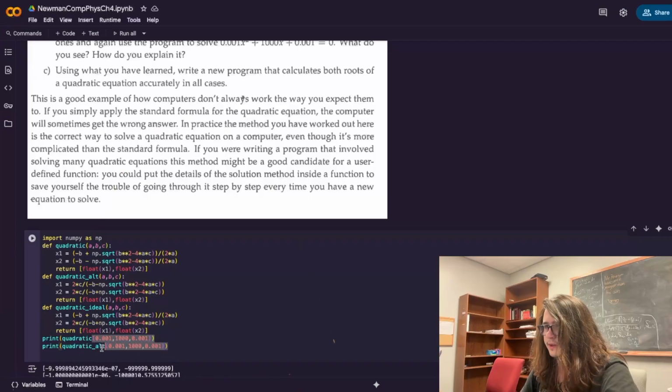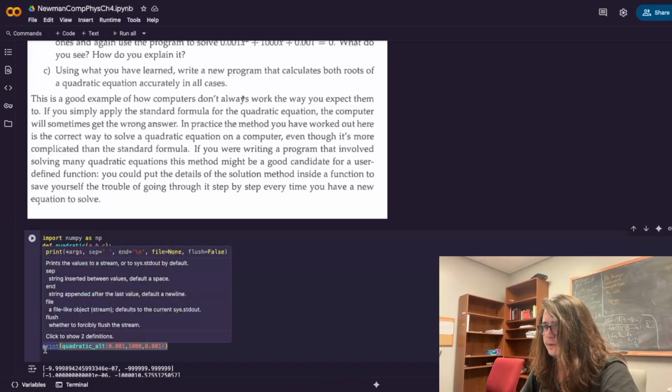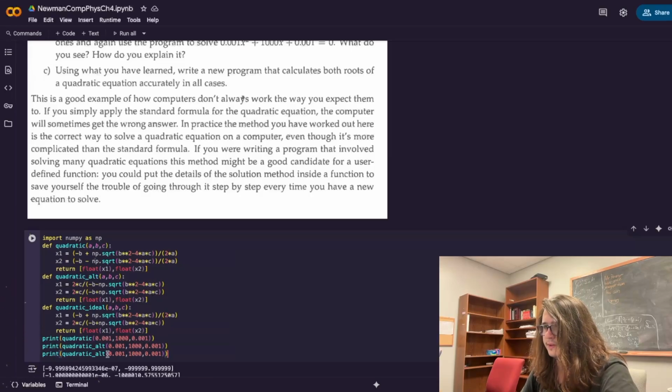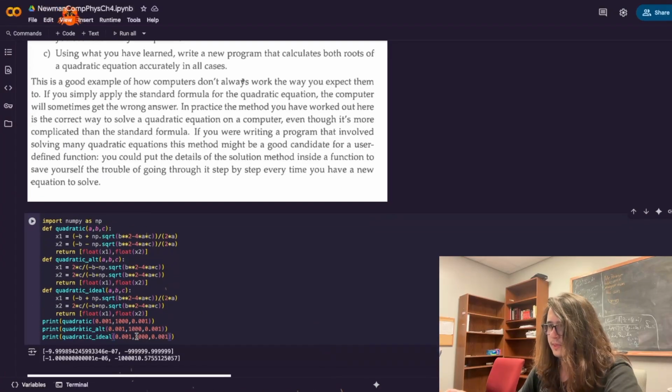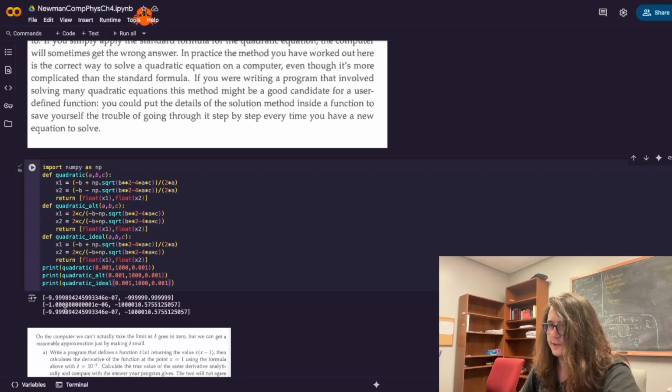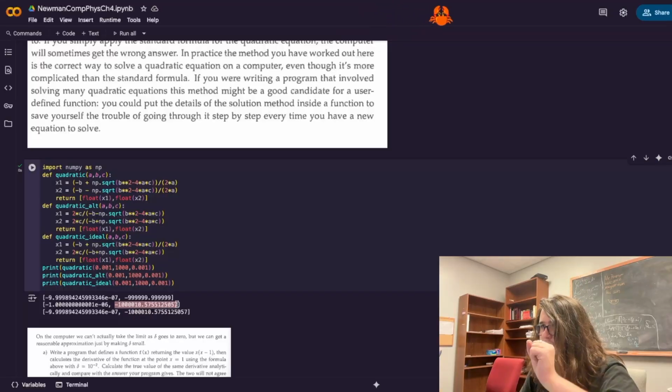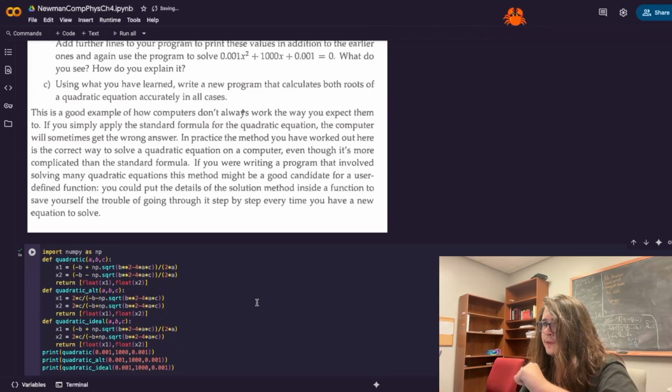And we can try and print out the solution to this one as well. Of course, it's going to print out an x1 that matches the first algorithm and an x2 that matches the second algorithm, to get the most accurate results. Okay, cool.